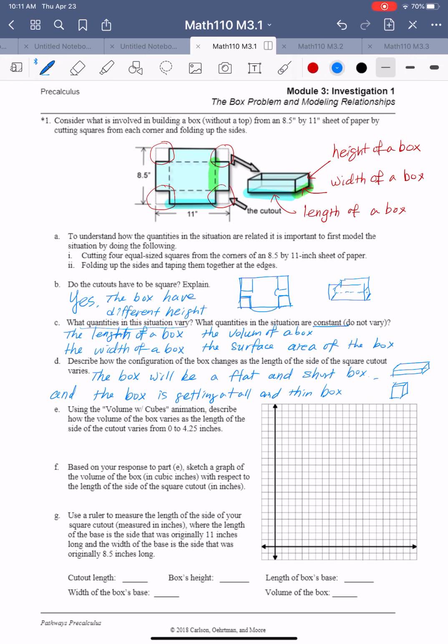Okay, so it goes from the flat, to short, to the tall and thin, because the height of the box is getting bigger and bigger. Part E: use the volume with cubes animations, which describe how the volume of the box varies as the length of the side of the cutout varies from 0 to 4.25.